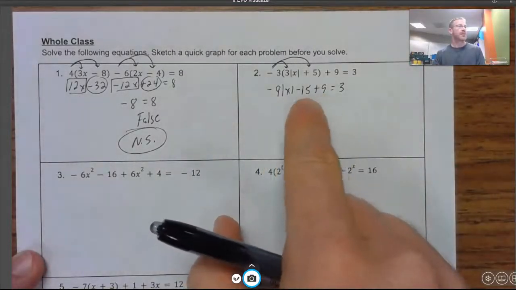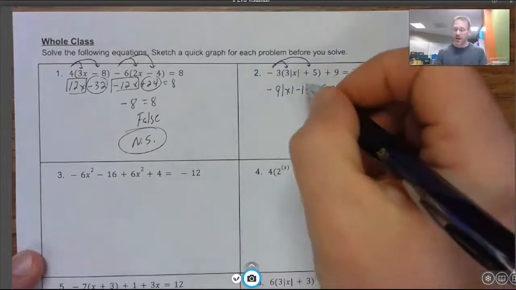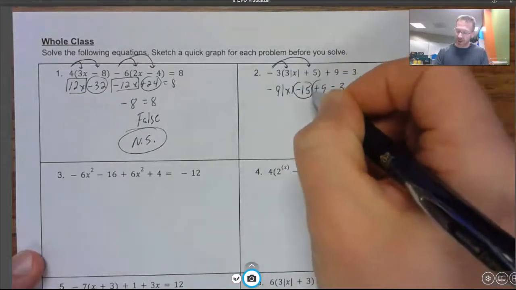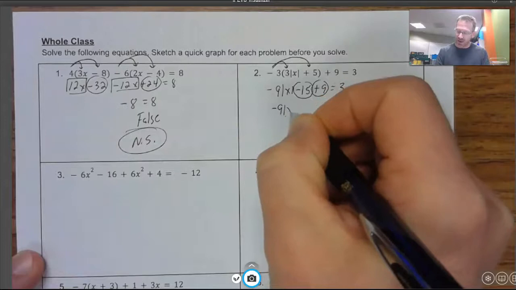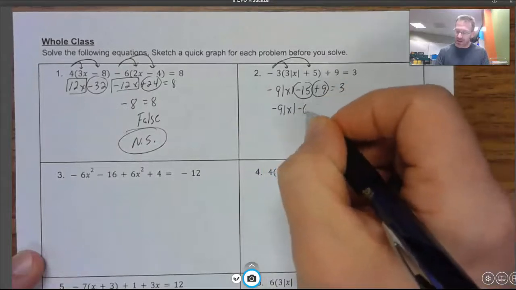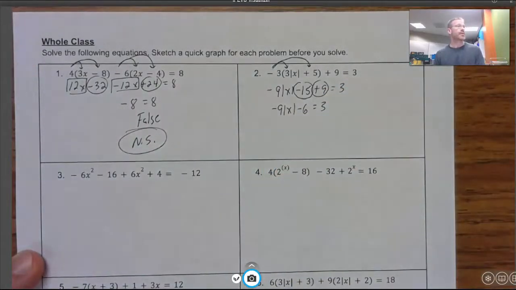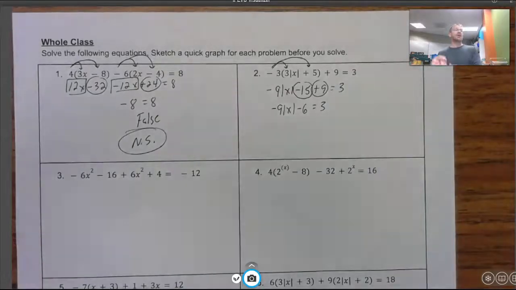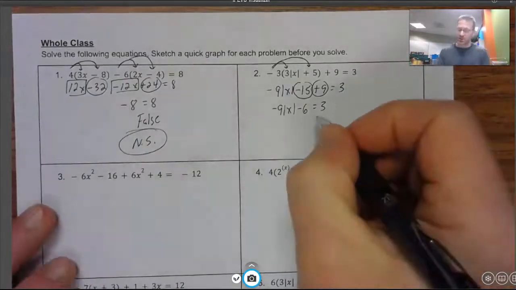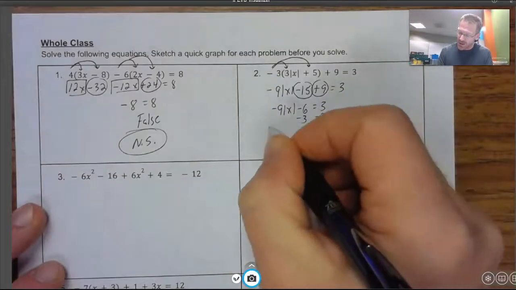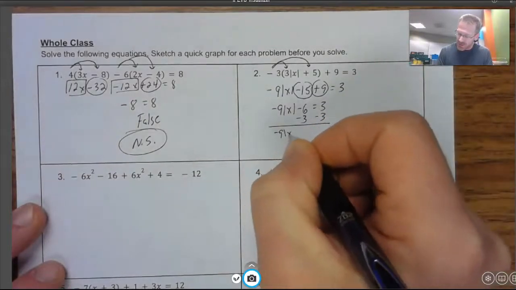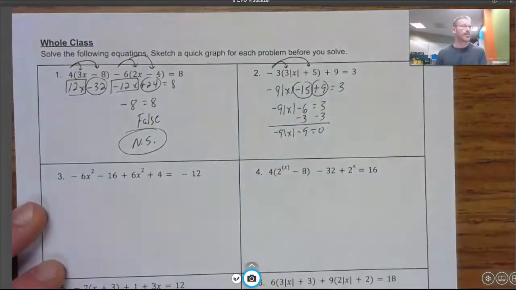But I have 2 numbers here on the left side, so I can do this math fact. Negative 15 plus 9. So I bring down the negative 9 absolute value of x, and then minus 6 is equal to 3. Now, is it equal to 0? It is not. So now we make it equal to 0. I'm going to do minus 3, minus 3. So negative 9 absolute value of x minus 9 is equal to 0.